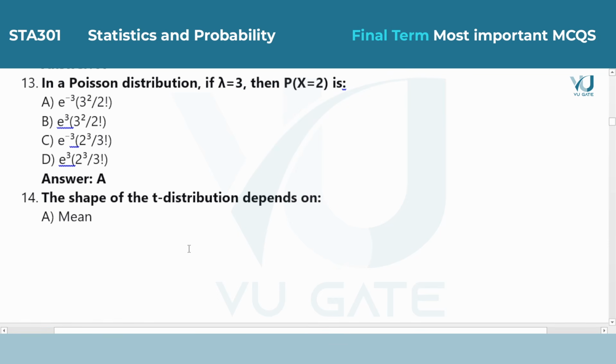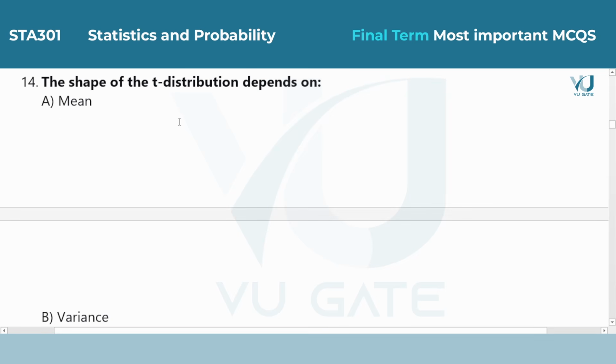Question: in a Poisson distribution, if lambda equals 3, then P of x equals 2 is? Answer: A. e to the power -3 times 3 squared divided by 2 factorial. Explanation: this follows the Poisson formula, where we plug in the average rate lambda and the number of desired occurrences.